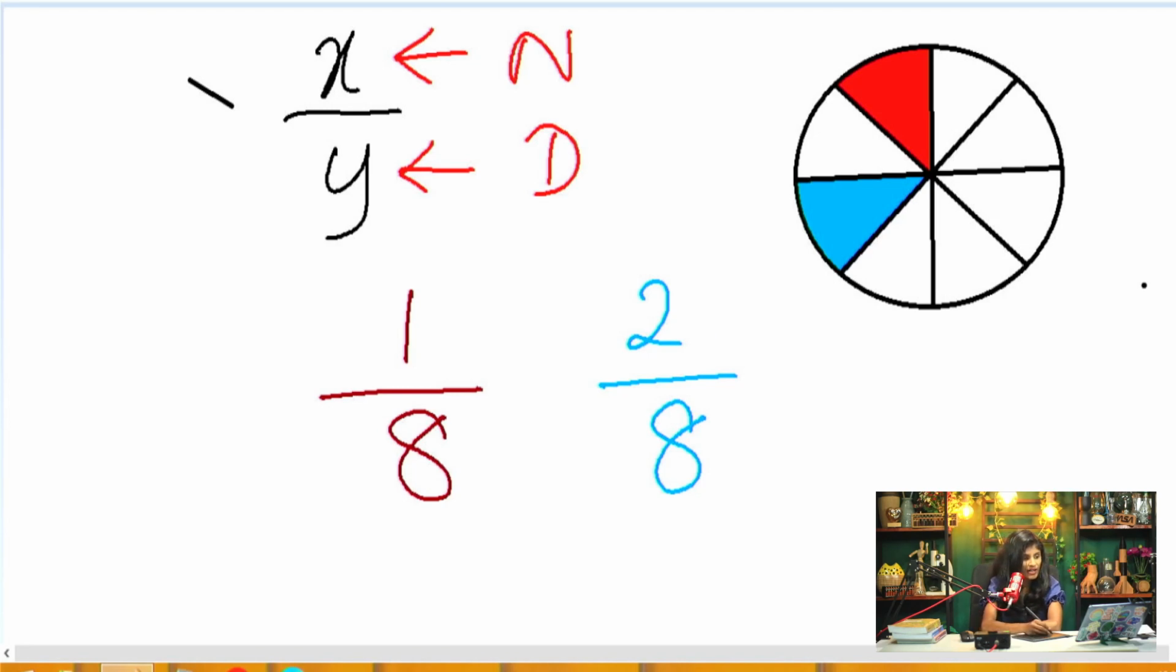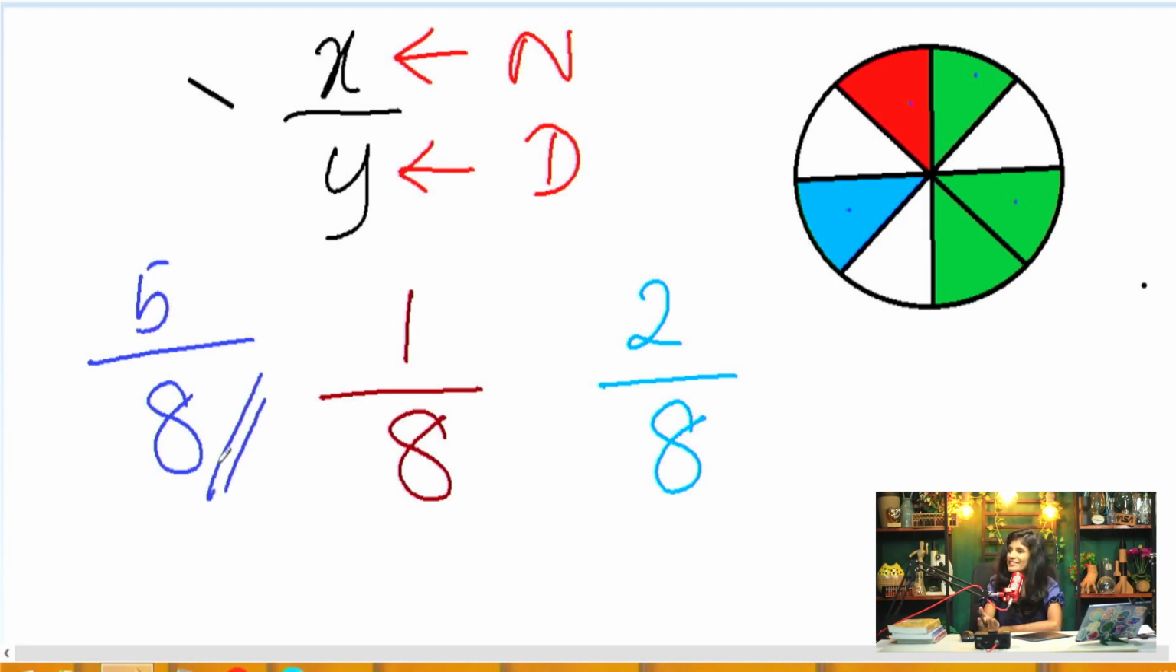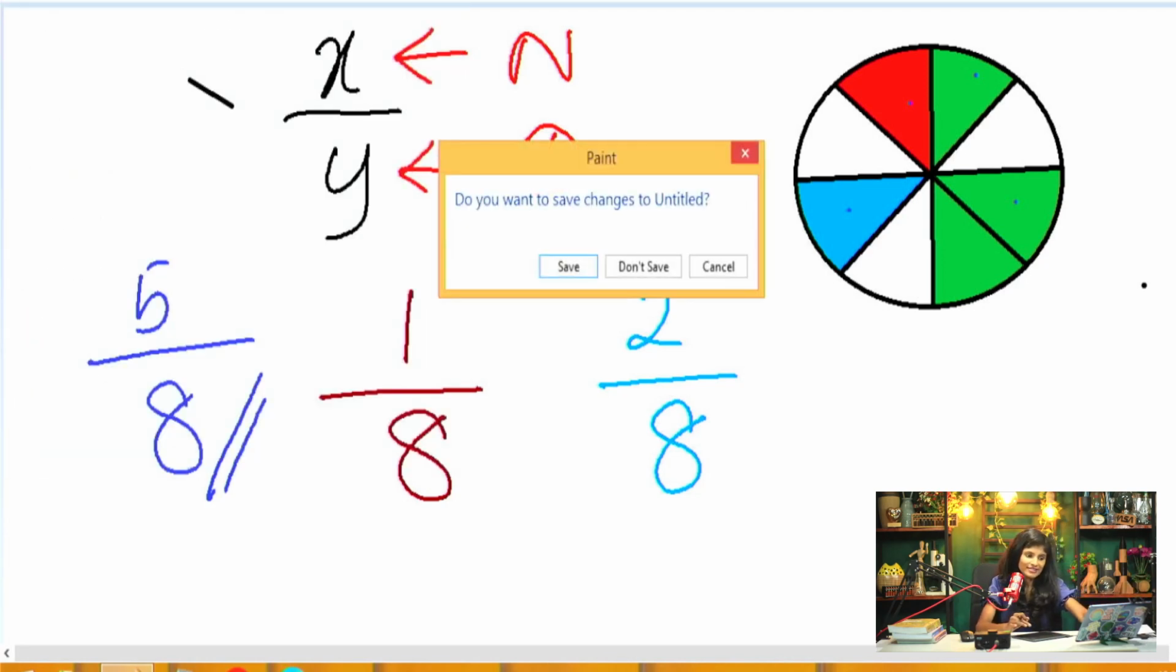Again, I'm going to color a few more parts. How many parts are here now? Altogether, yes, there are 8 parts again. How many parts have been colored? 1, 2, 3, 4, 5, right? So 5 parts have been colored, so this is the fraction. It's very easy to write the fraction when the image is given. That's it. Next, we are going to discuss the types of fractions.